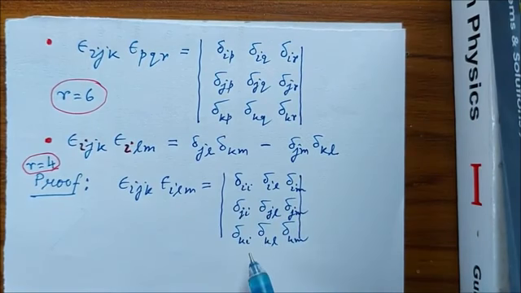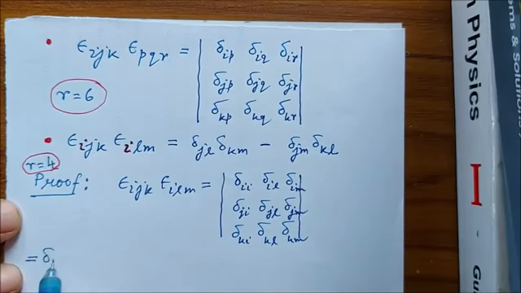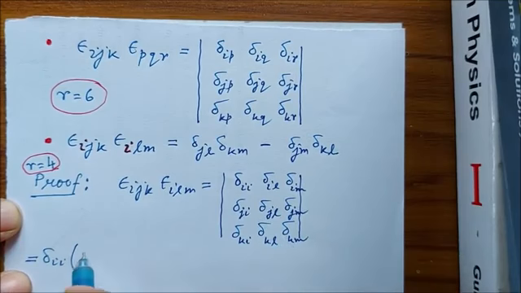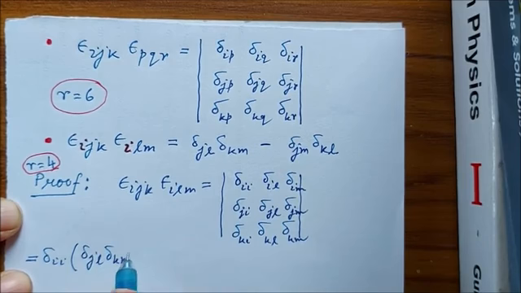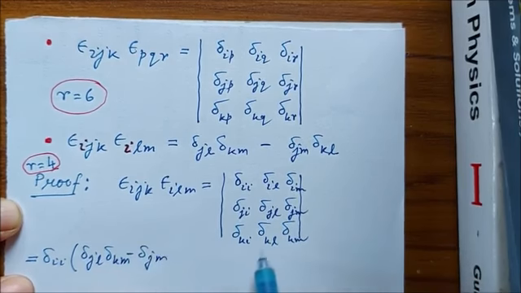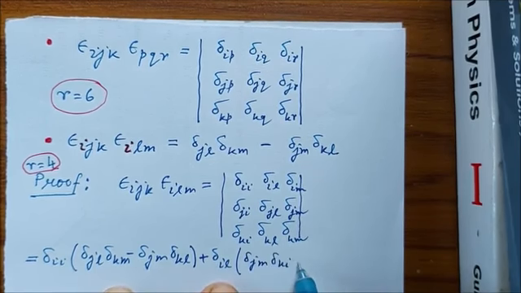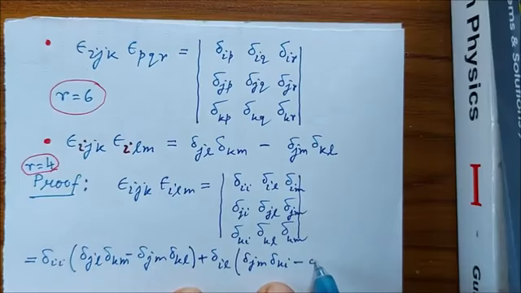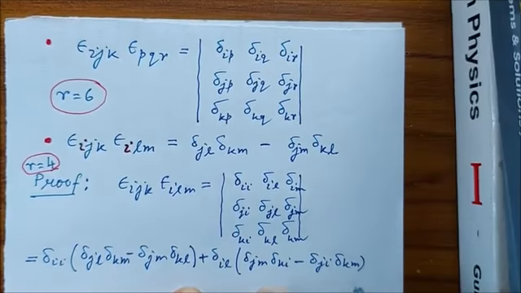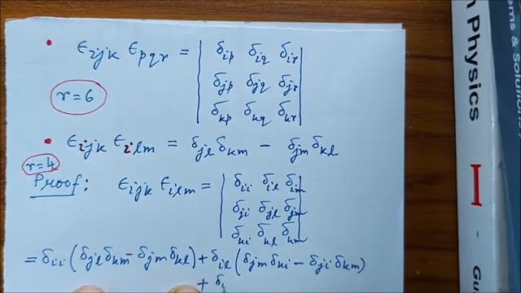Let us expand it and write as follows: delta II, delta JL, delta KM, minus delta JM, delta KL, then delta IL, and now it will be delta JM, delta KI, minus delta JI, delta KM. And then delta IM, and we have the cross product of delta JI, delta KL, minus delta JL, delta KI.